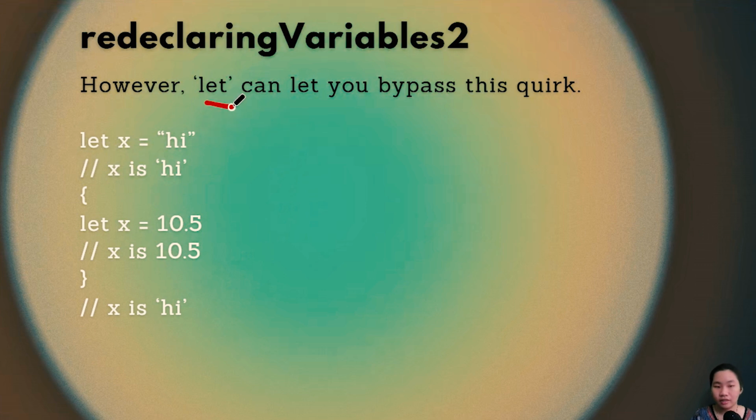However, let is here to help. Let x equals to high. By passing through the scope, x is still high. So whatever happens within your neighbor's house, whatever happens within this block scope stays in this block scope and is only accessible like so in this block scope.